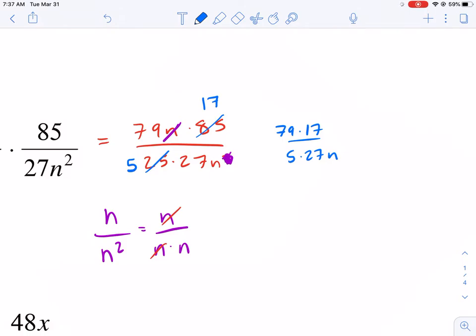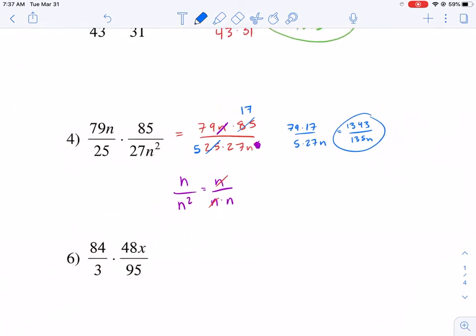So I can go ahead and do that multiplication, and I get 1,343 over 5 times 27, which is 135n. And that's my final answer, and that is the most reduced it can be.